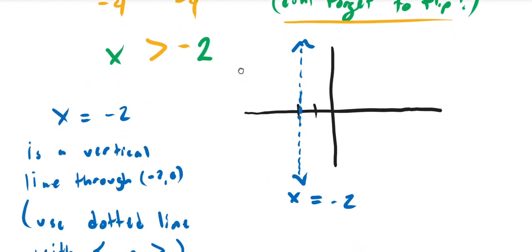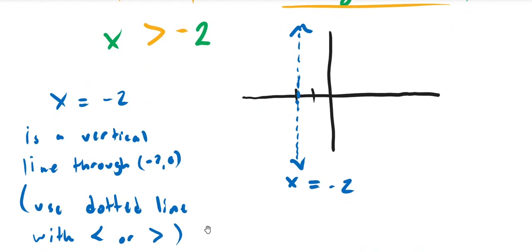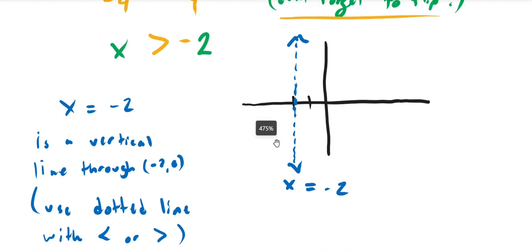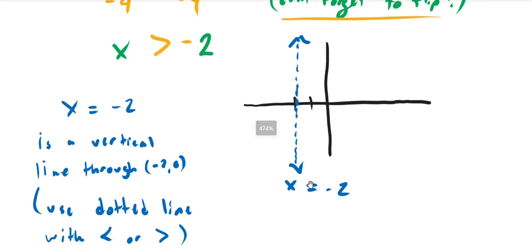So think about what x is equal to negative 2 would look like. It would look like this vertical line at x equals minus 2. It goes through all the points that have an x value of negative 2, including negative 2, 0, the x-intercept, I guess. We always use dotted lines when we're dealing with strict inequality. Now we just have to decide what side to shade on.